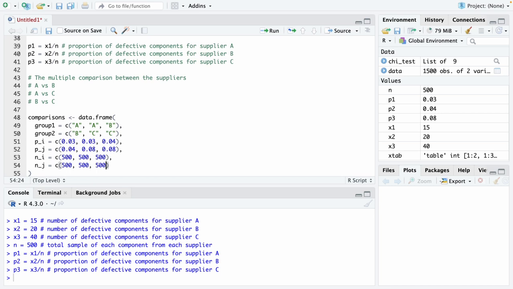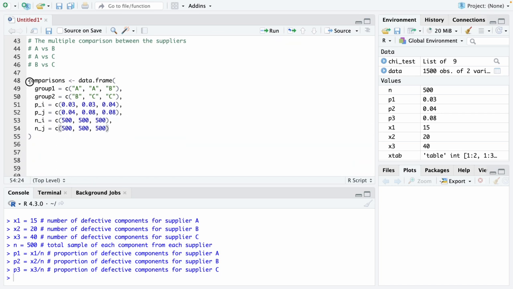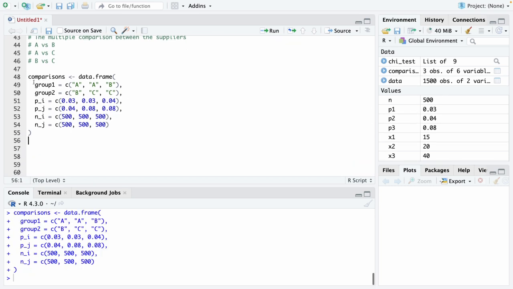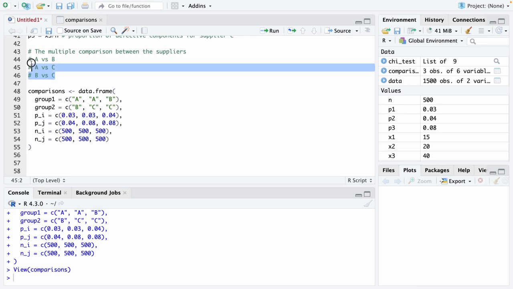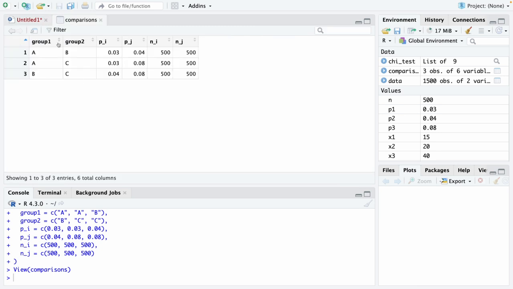Okay, so now we're done, and we could run this line of code. You could see here, it gives us a table called comparison, right? If I click on it, you can see our groups because we're comparing A and B, A and C, B and C, right? That's basically what we converted, lines 44 to 46, into this.